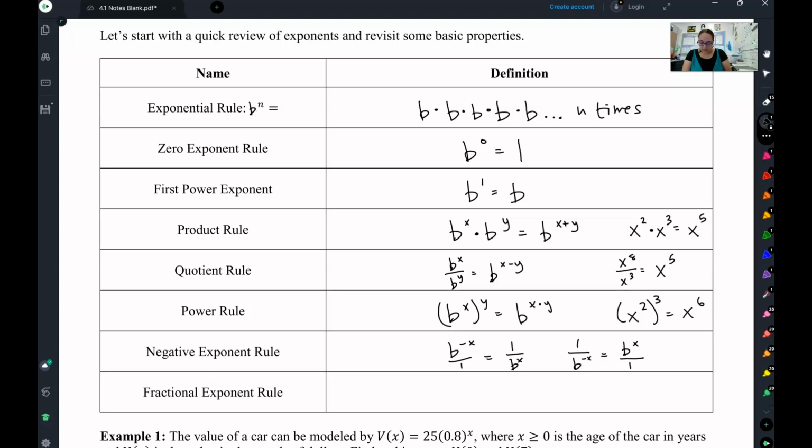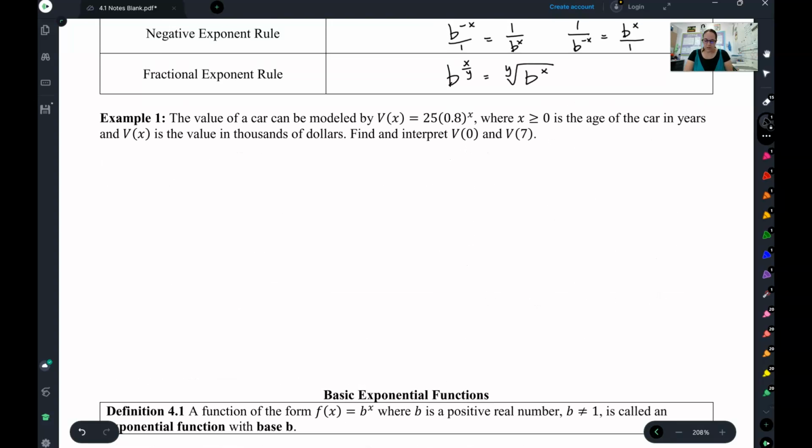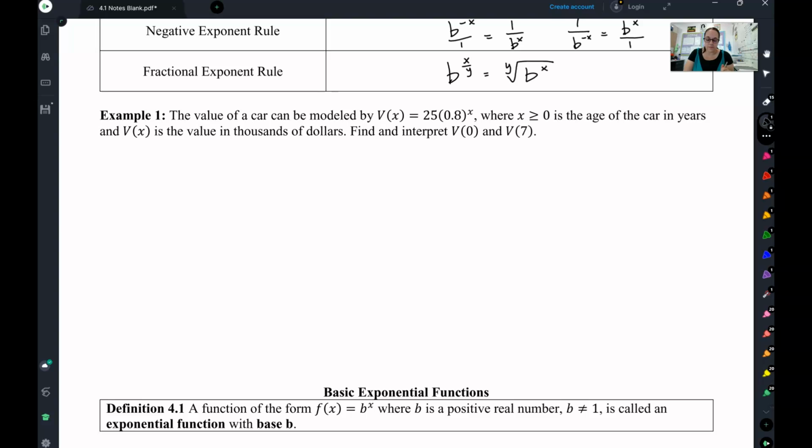Fractional exponent rule, this is actually the square root rule. So you can actually change a fractional exponent into a root, where the numerator of your fraction goes inside the root, and the denominator of your fraction goes outside the root. So those are all of our exponential rules. You are expected to have these memorized. Like I said, they should all be reviewed. With that, let's move on and do example 1, and then we'll end this video.